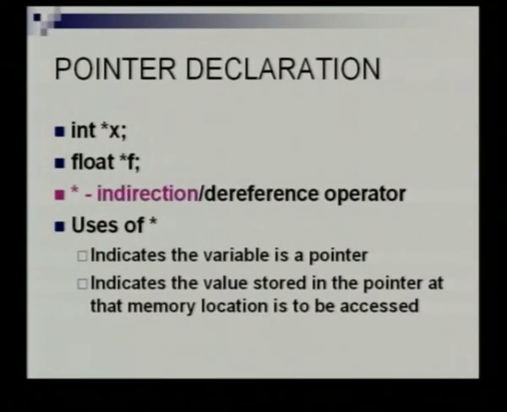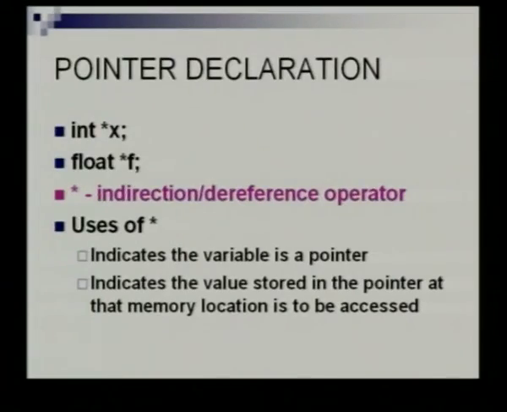Now this is the technical term that is used to refer to this, otherwise called multiplication or star or asterisk operator in C. So when we are using pointers, we will refer to this operator as an indirection or dereferencing operator. So what does this operator indicate? Why is it called so? It indicates that the variable is a pointer. Now if you see the first line, integer pointer x and integer x, both of them are two different declarations.